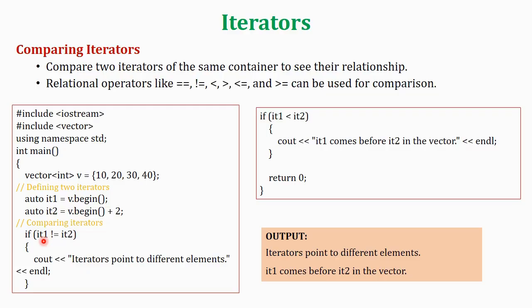So now we are going to verify if it1 is not equal to it2, right? So now automatically it will print that the iterators are pointing to different elements. Next one is we are going to compare it1 less than it2. So here it1 and it2 we are comparing, it is less than, right? So that condition is true, then it will print that it1 comes before it2 in the vector.